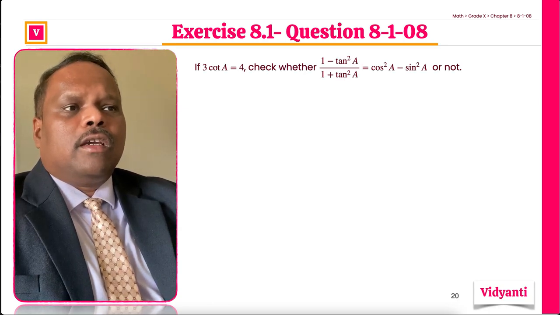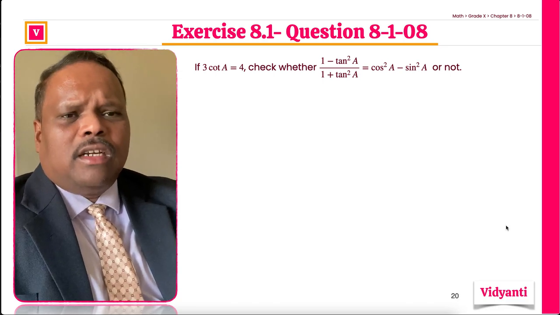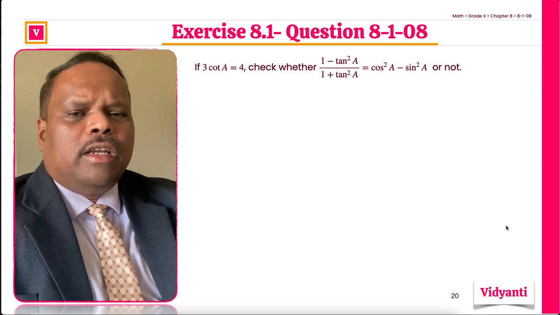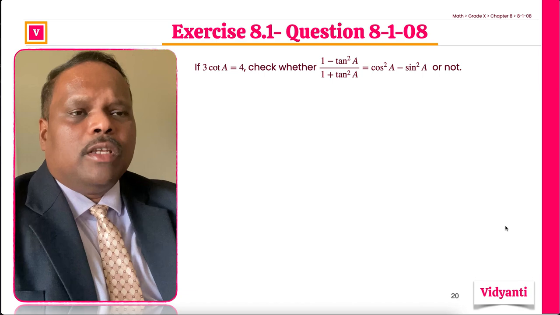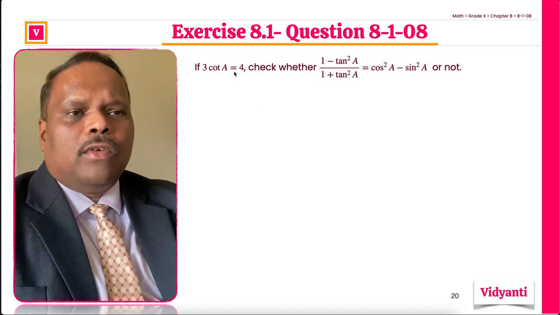Let's see a quick example. They will give you some relation and ask you to find the missing trigonometric ratio. As long as you can create a hypothetical triangle satisfying the given ratio, you should be fine. Let's see what I mean. Here they have given 3 cot A equal to 4. So cot A is equal to 4 by 3.